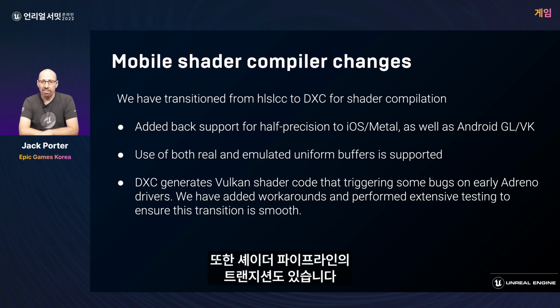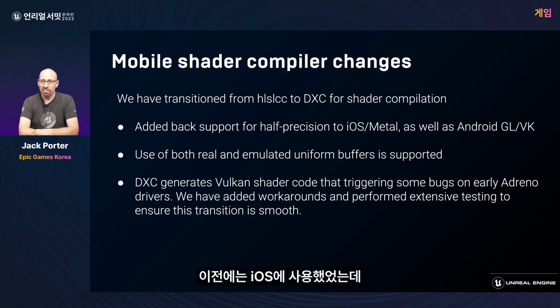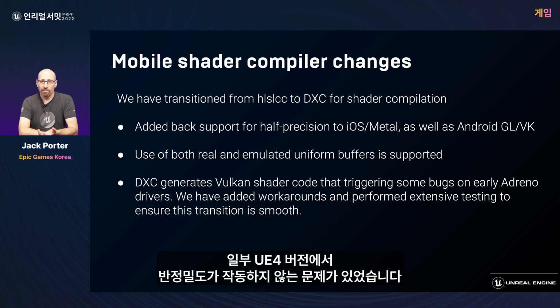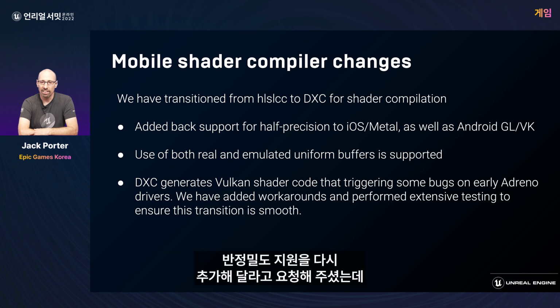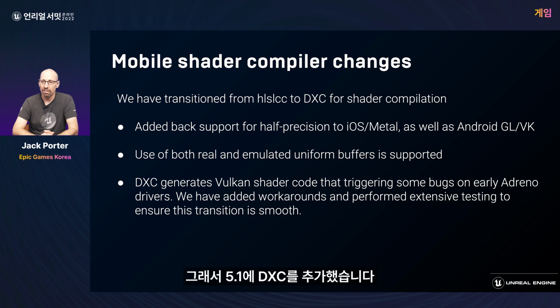We've also transitioned our shader pipeline. We now use something called DXC to compile our shaders for all platforms. We were using this previously for iOS, and we've now transitioned to Android as well. And this was the reason why half precision didn't work for iOS in the last couple of Unreal Engine 4 versions. I know a lot of users had requested that we add back half precision support, and we've done so for DXC in version 5.1.